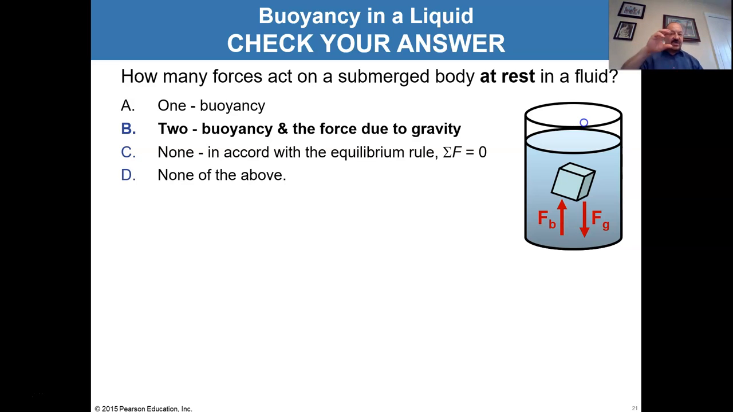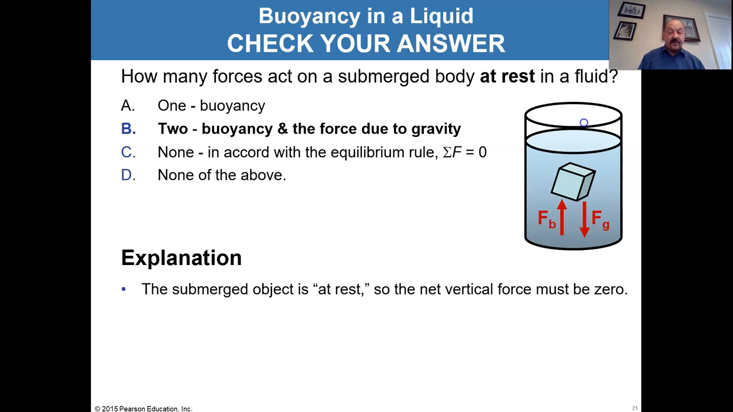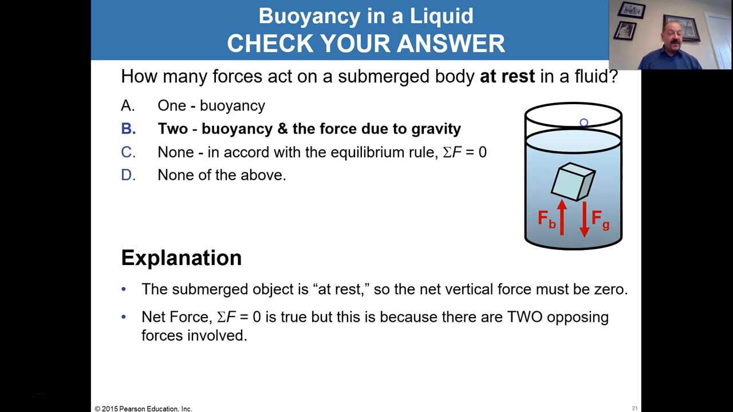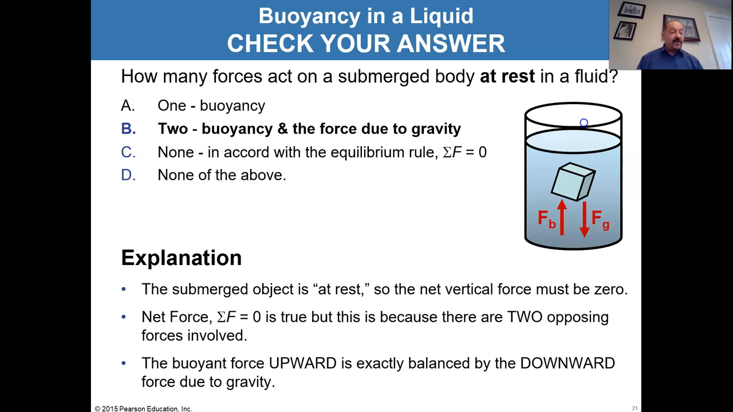If the object is just hovering there in the middle at rest, the forces must be equal. Net forces must be 0. So we know it's at rest. That tells us immediately net force is 0. Net force at 0, that means there have to be opposing forces to stop the buoyant force. And that opposing force is the weight.